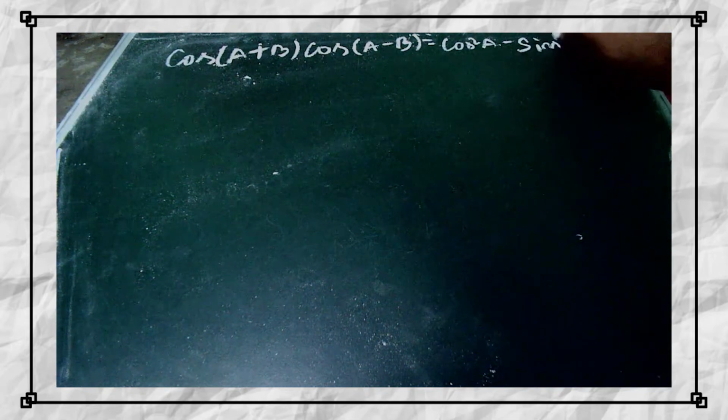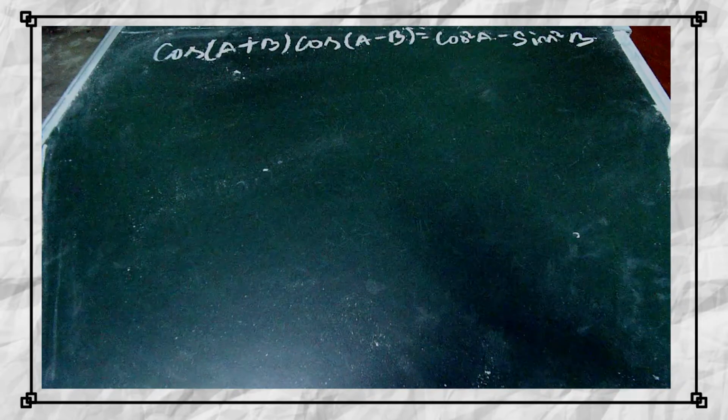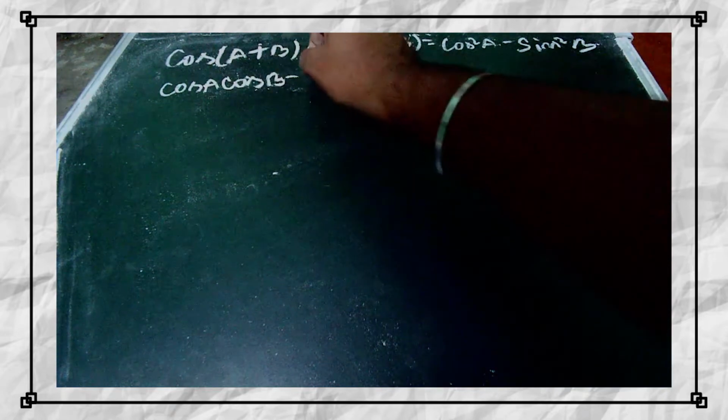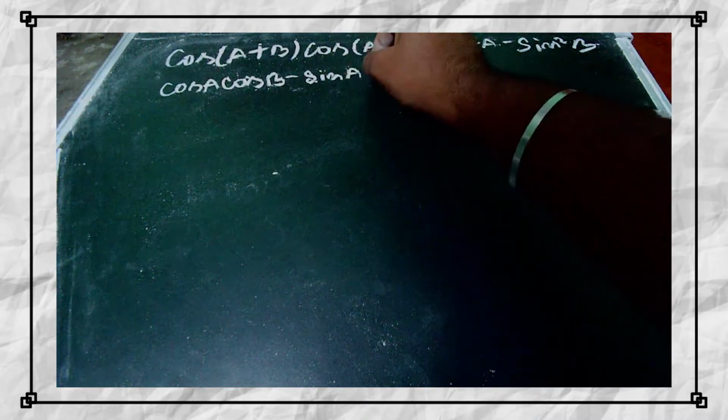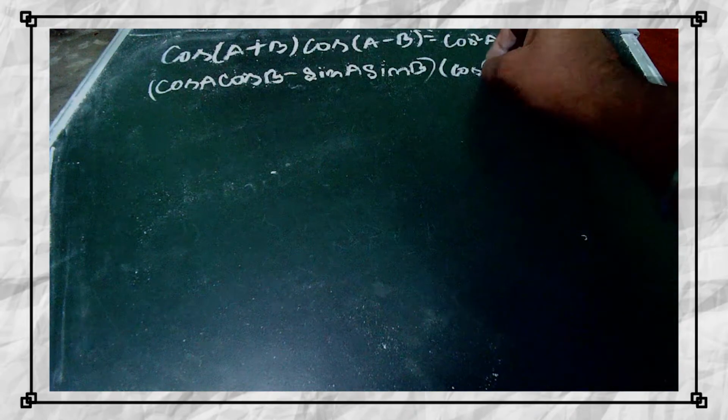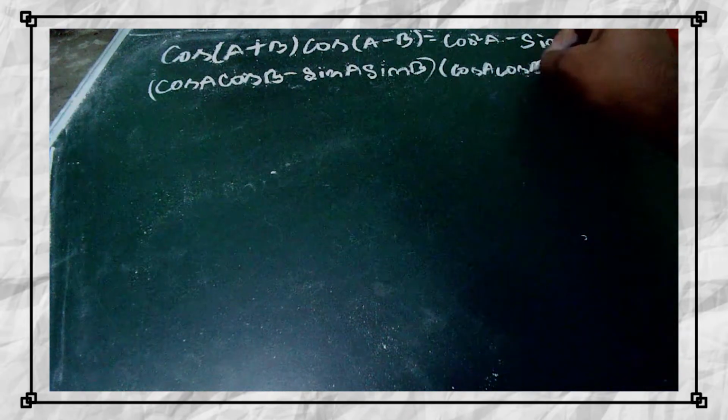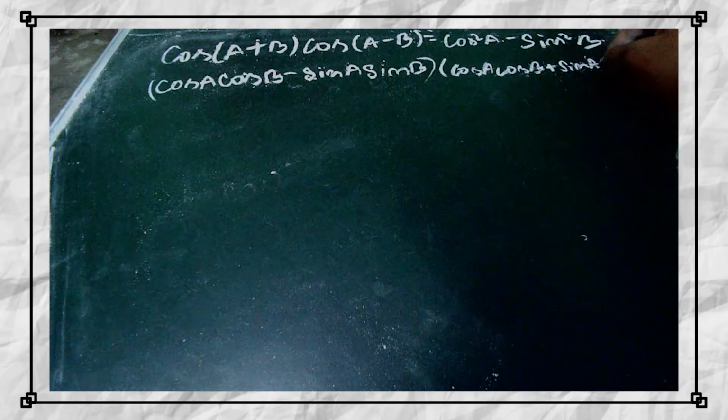So now let's see what will be the value of cos of A plus B into cos of A minus B. So the value of cos of A plus B into cos of A minus B is cos square A minus sine square B. Now let's see how this formula is derived. We know that cos of A plus B is equal to cos of A into cos of B minus sine of A into sine of B, and cos of A minus B is equal to cos of A into cos of B plus sine of A into sine of B.